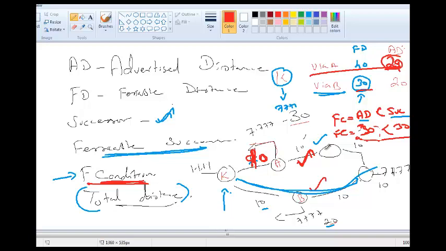The DUAL algorithm will say, I don't want that, I don't want that. So it won't be seen in the topology table.